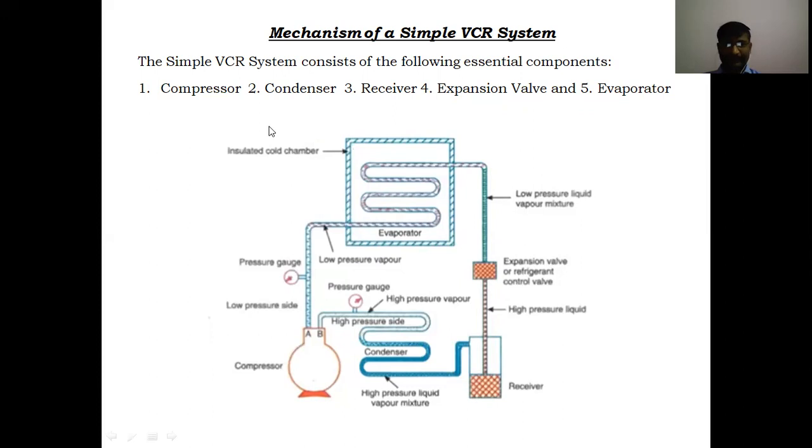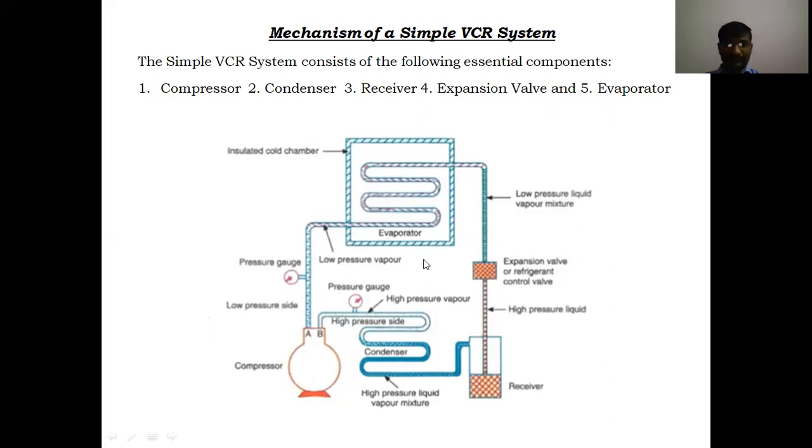This is the simple VCR system, which consists of a compressor. It is the heart of the VCR system, just like a heart. And the condenser and receiver. The condenser is a copper coil. The receiver is a storage device. The expansion valve is a throttle, also called a throttle valve, which reduces the pressure. And our last one is the evaporator, at which the refrigeration effect is produced. This evaporator is also a coil of copper pipe. Clear? Look at this diagram.